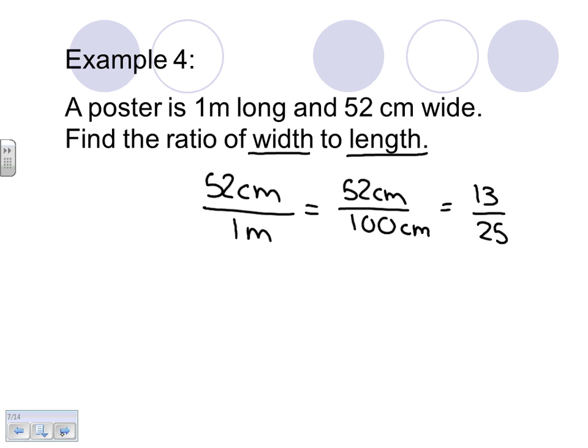Now, if you saw 2 to begin with, you get 26 over 50, but then you can always reduce it again. So, always get it in simplest terms. It does matter how they tell you to do it. If you gave me 25 over 13, it'd almost be right, but not really. Because it asks for width to length, it needs to be width to length.